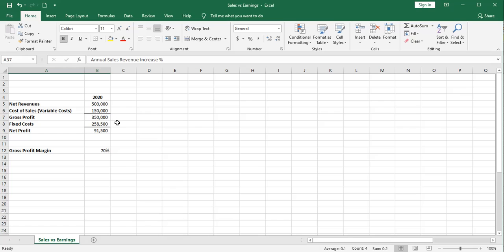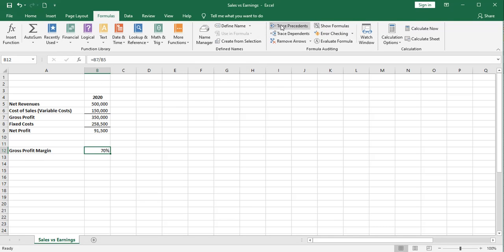I put our fixed costs of $258.5 in there, getting to a net profit of $91.5. And in this cell, I've gone ahead and calculated the gross profit margin, or contribution margin, by taking that 350 divided by the 500. So that's our fictitious company.